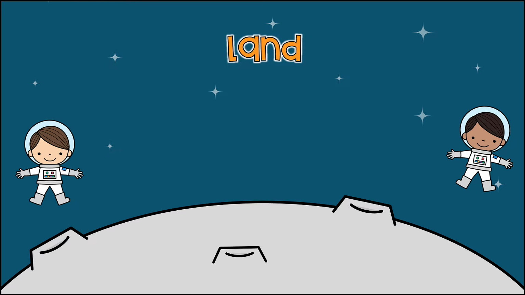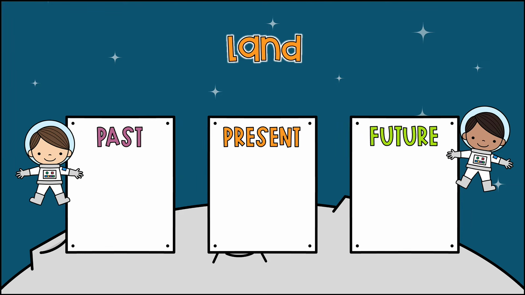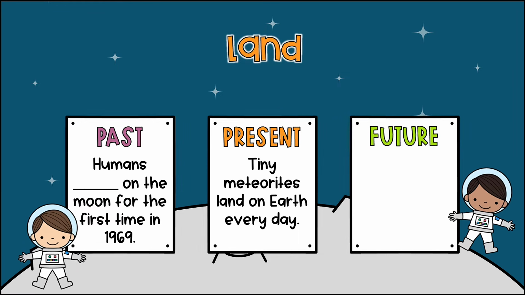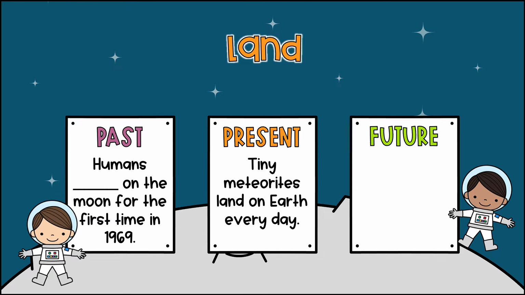Now let's do the verb land. Here's an example of using the present tense of land. Tiny meteorites land on Earth every day. Fill in the blank with the past tense version of land. Remember, try adding ed.